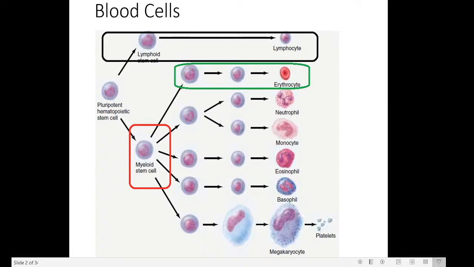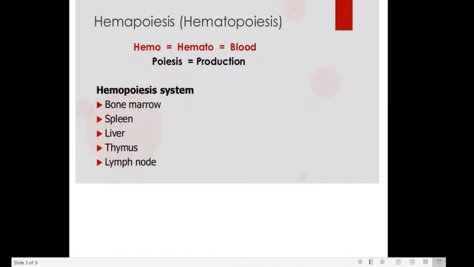And one more thing in the blood cells, about how questions are asked. The erythrocytes are produced from myeloid stem cells; monocytes and neutrophils are all produced from myeloid stem cells. And the lymphoid cells are produced from the lymphoid stem cells. It's a well-known one.